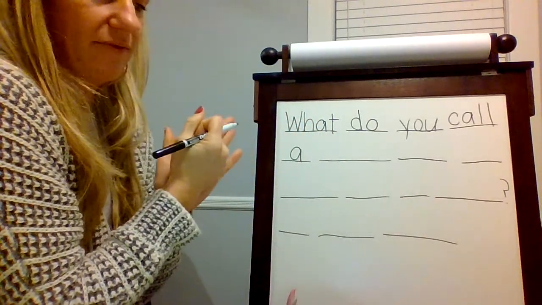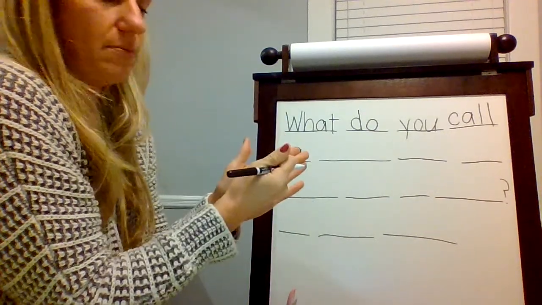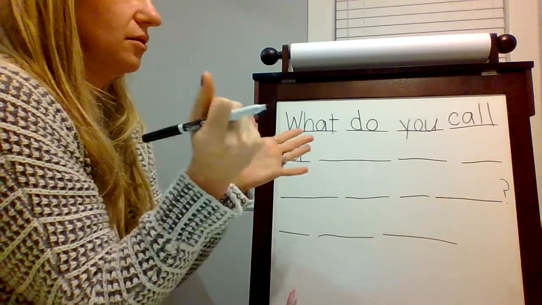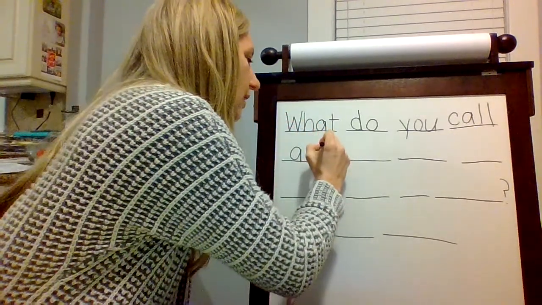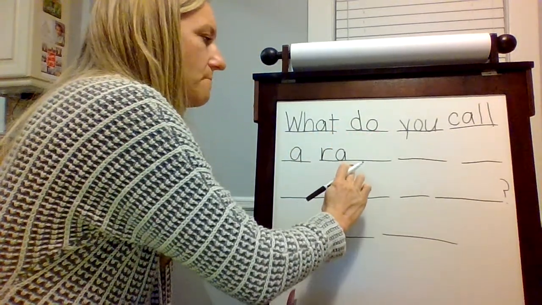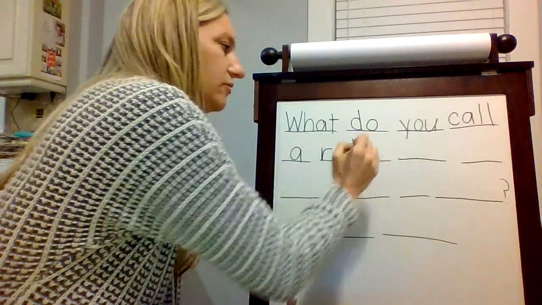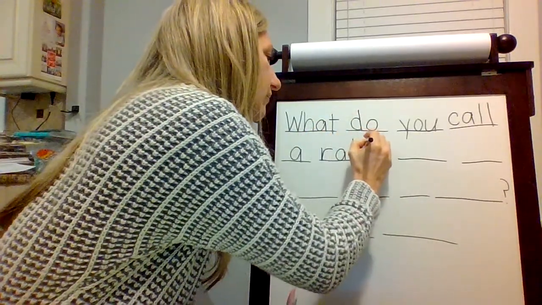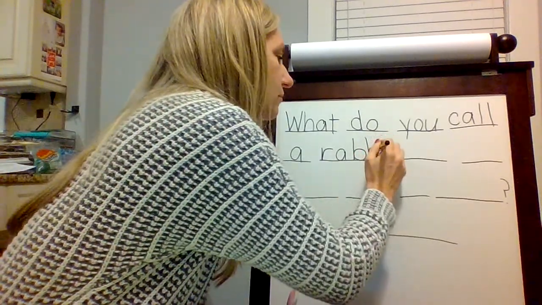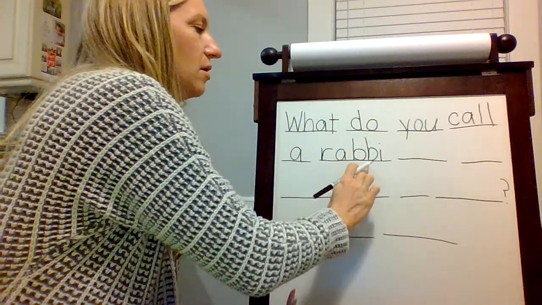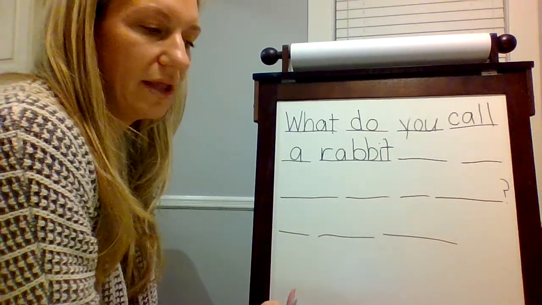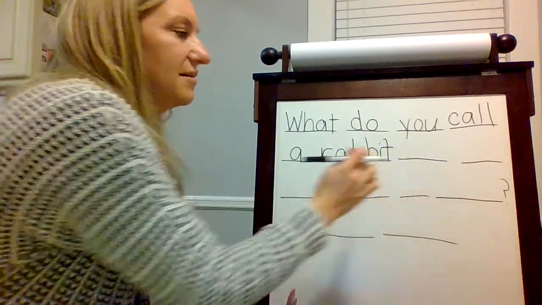Rabbit. Let's get our hands ready for rabbit. Rabbit. R A B I T. Rabbit. R, robot. A, apple. R A B, baby. So there's actually two B's. R A B I, igloo. R A B I T, turtle.